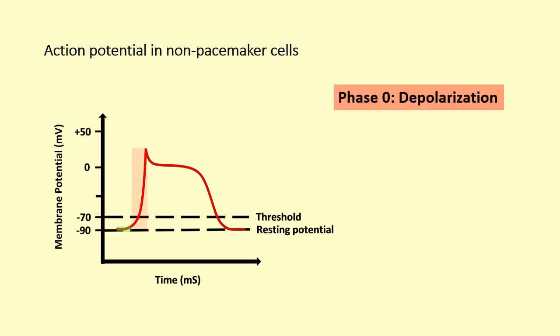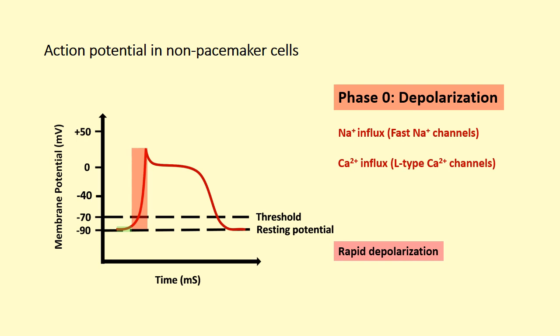Phase 0 begins with an increase in the cell membrane voltage. When the membrane voltage reaches -70 millivolts, called the threshold, it causes the opening of fast sodium channels and the entry of sodium ions into the cell. This depolarizes the cell membrane. The entry of calcium ions into the cell through the L-type calcium channels plays a lesser role in membrane depolarization. Non-pacemaker cells have rapid depolarization. The action potential in these cells is called fast response action potential.